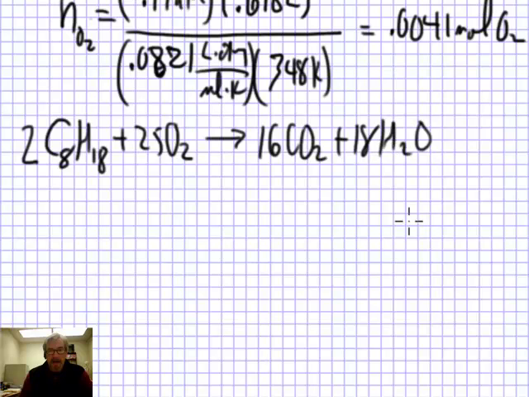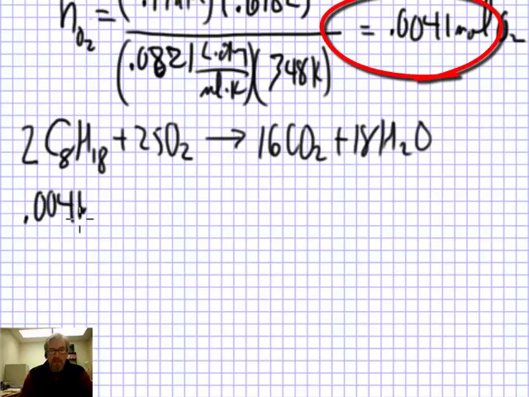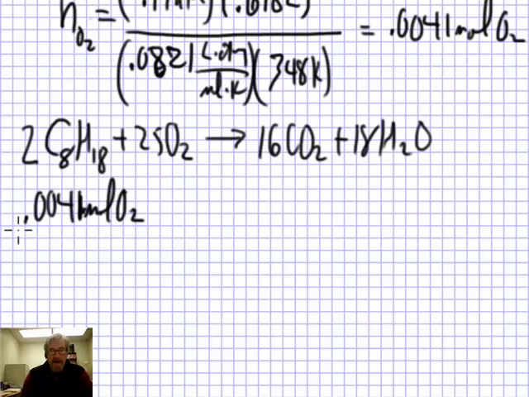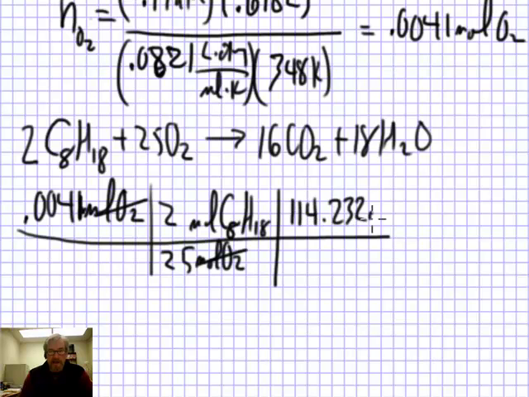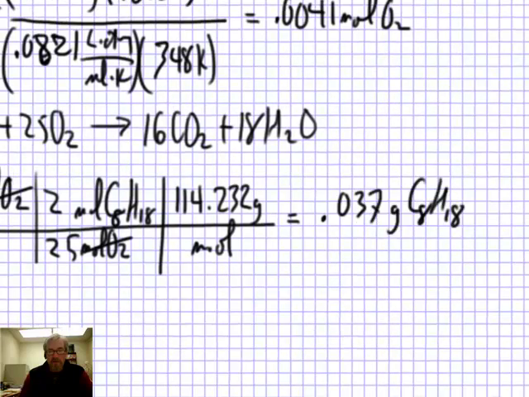Well, we know that we're starting out with 0.0041 moles of oxygen, and we want to know how much octane that can burn up. The mole ratio is 25 moles of oxygen will combust 2 moles of C8H18. But really we want grams of octane, so we'll multiply by the molar mass of octane, which turns out to be 114.232 grams per mole. To two significant figures, this comes out to 0.037 grams of octane that are needed to use up that oxygen.